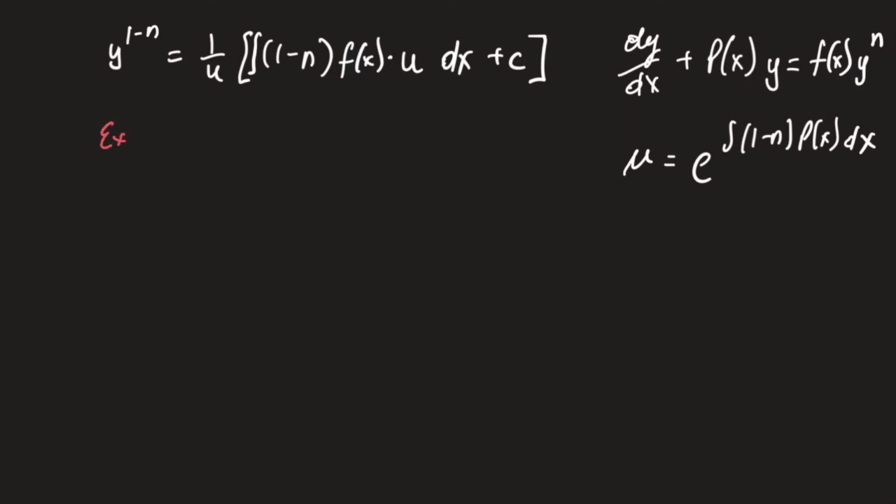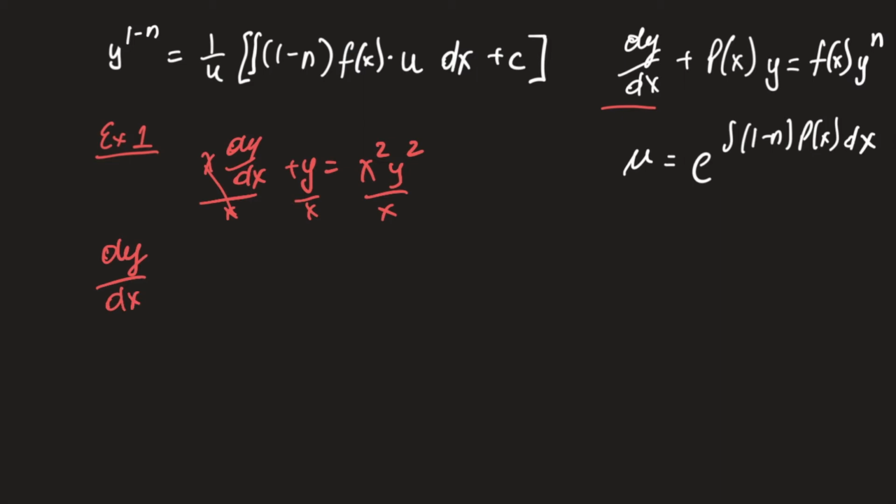Example 1: x dy/dx plus y is equal to x squared y squared. So the first thing we need to do is get dy/dx all by itself. So I'm going to divide everything by x, giving me dy/dx plus 1 over x times y is equal to x times y squared.